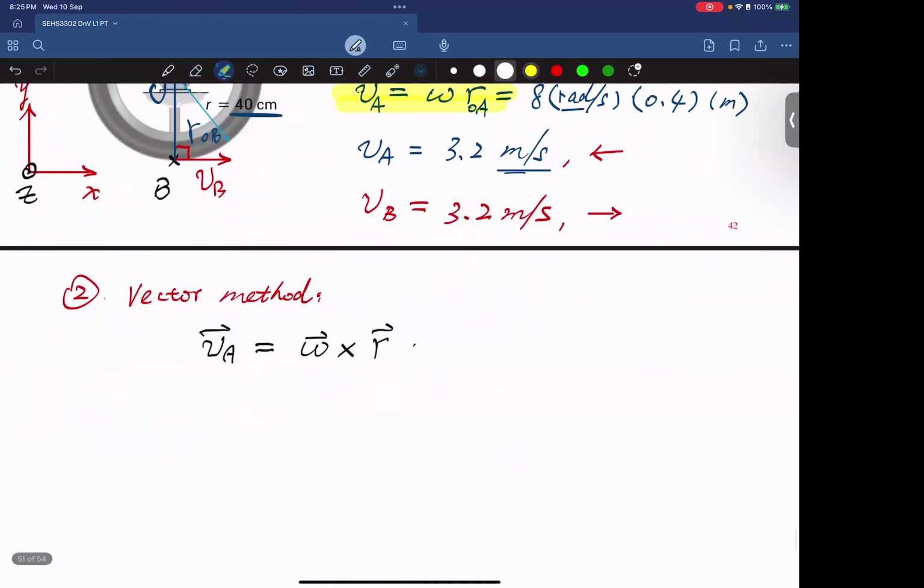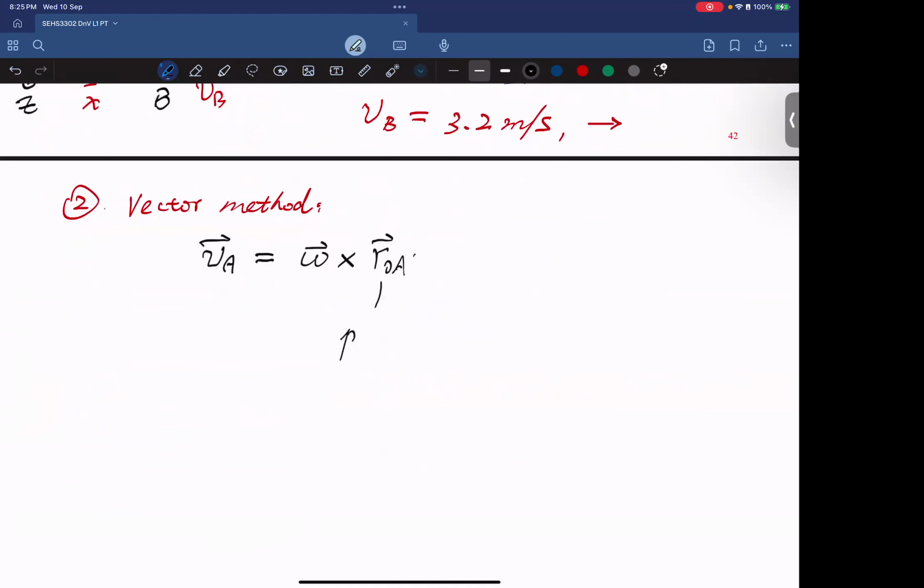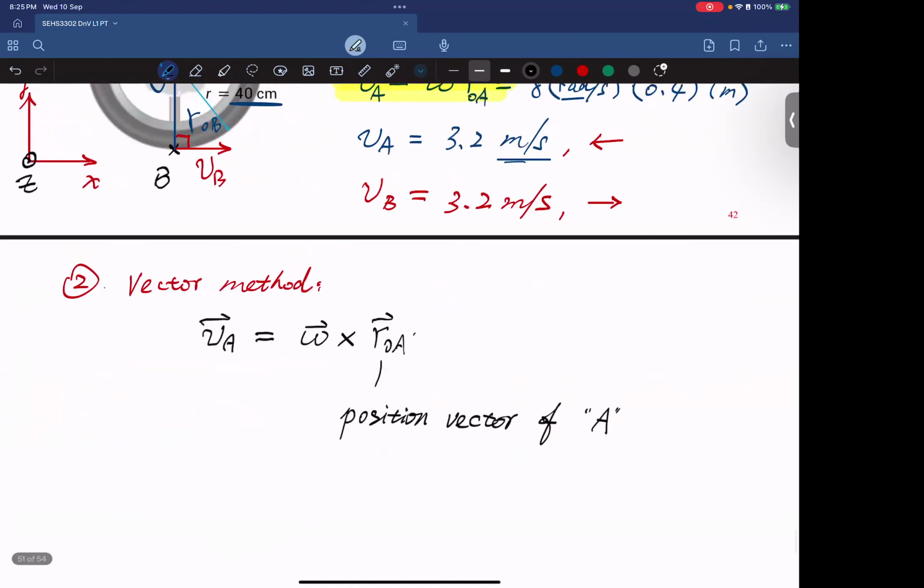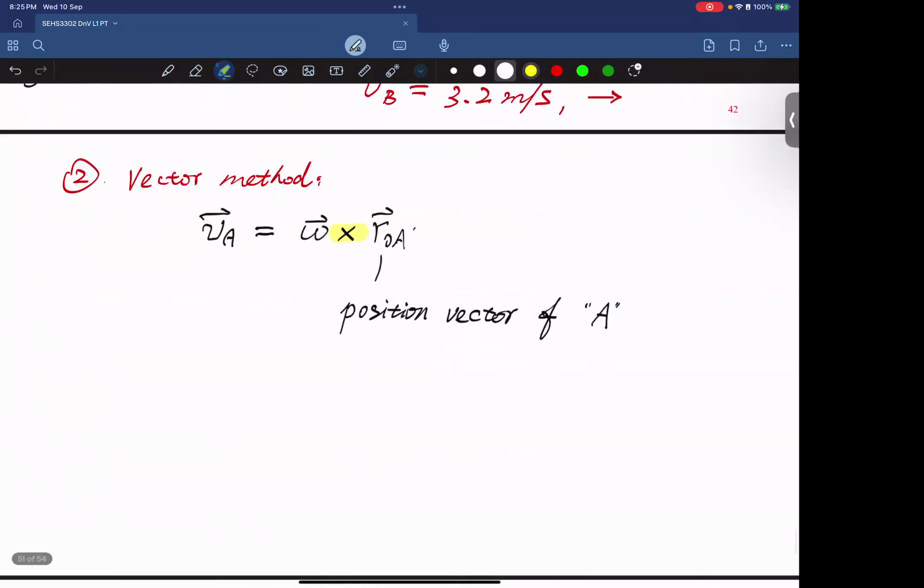So now this ROA has its name. We call it a position vector of point A. And between these 2 vectors, we have a cross. And this cross is not just the multiplication. We call it a cross product.